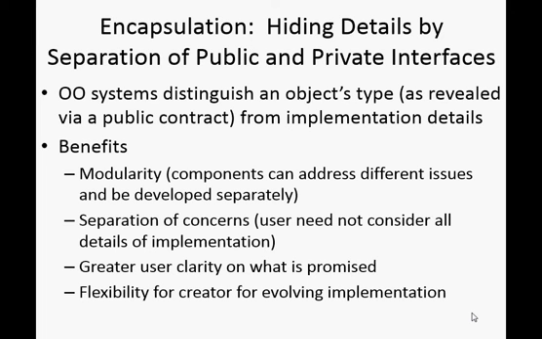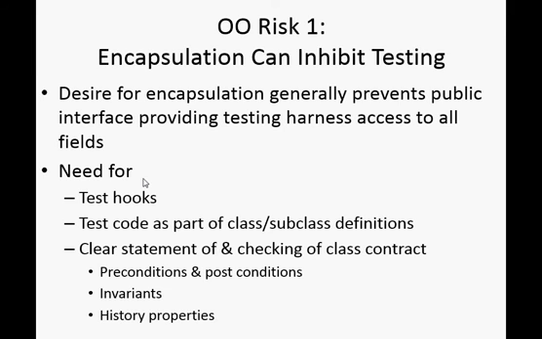So ladies and gentlemen, generally we try to hide the internal details. We make things private, okay? And that offers lots of benefits. Modularity, separation of concerns, greater user clarity on what's promised for the users of that class, and the flexibility for the creator in evolving the implementation. We can develop our code base separately, not in as much of an entangled fashion.